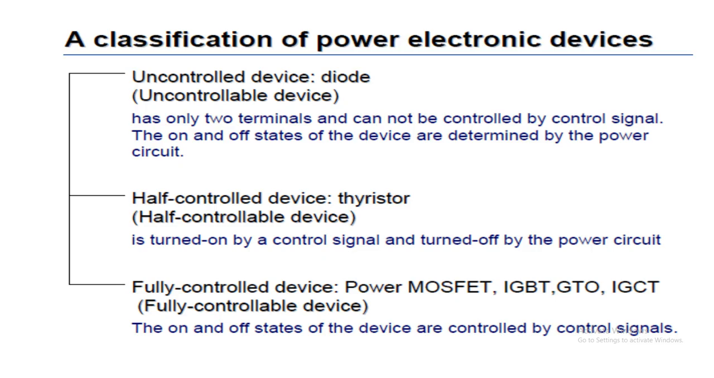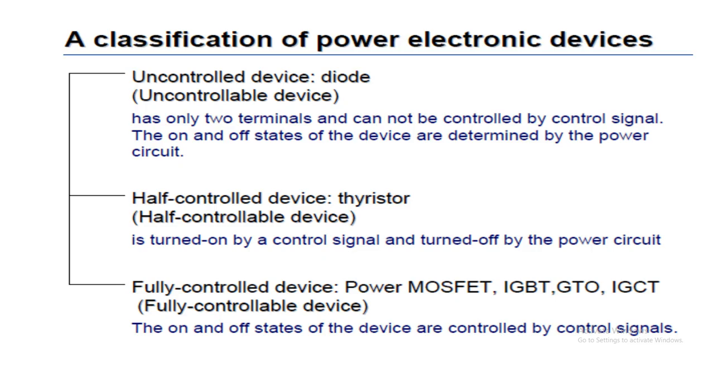The next one, half controlled devices, are thyristors. Thyristor is the family name, and SCR and TRIAC are its devices. A half controllable device can be turned on by some control signal, but it cannot be turned off by that control signal. For the thyristor or SCR, the gate current is the turn on or control signal. By giving the gate pulse, the SCR gets turned on, and after that the gate loses its control. If you remove that gate current, it will not be turned off. For turning off the device, we have to reduce or turn off the power circuit. So that is called half control.